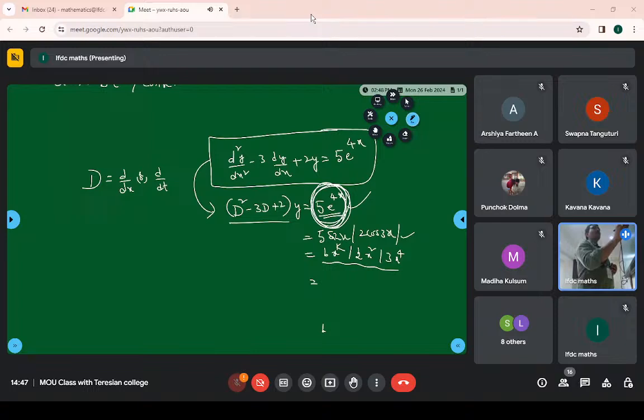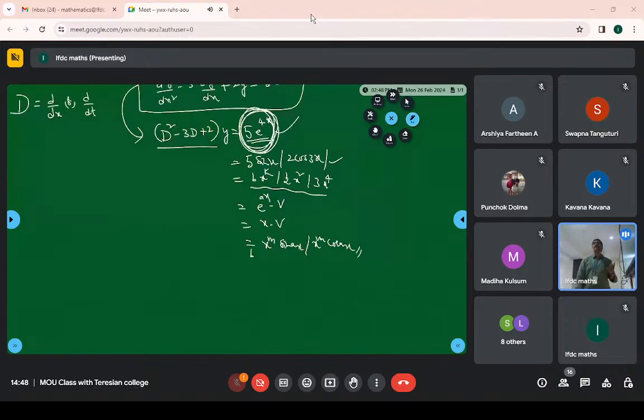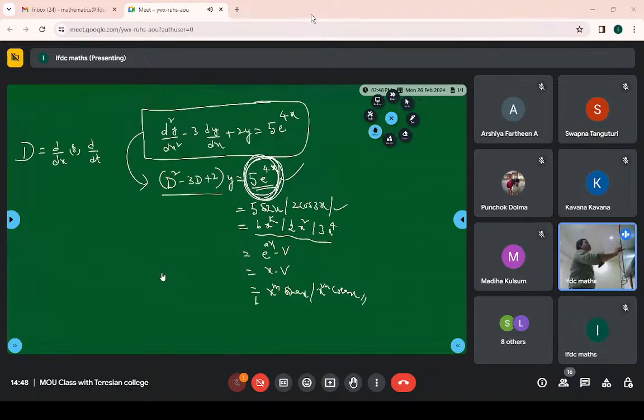How to solve? Fourth method, e power ax into V. And fifth method, x into V. Last method, x power m into sin ax or x power m into cos ax. These are the 6 methods which play a crucial role to solve any kind of higher order linear differential equations.